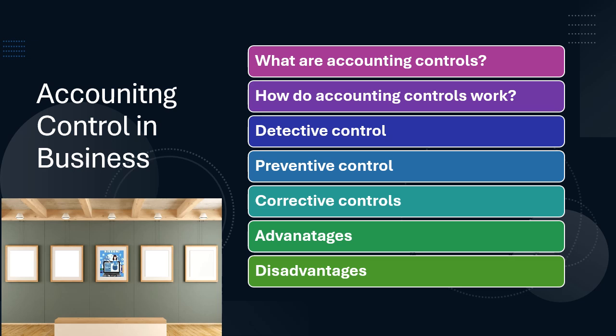For example, while posting a journal entry, the accountant debited Mr. Tom instead of Mr. Robert for $500. The rectification entry is to debit Mr. Robert and credit Mr. Tom by $500. It is called corrective control.